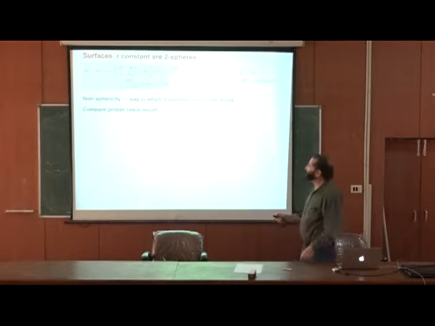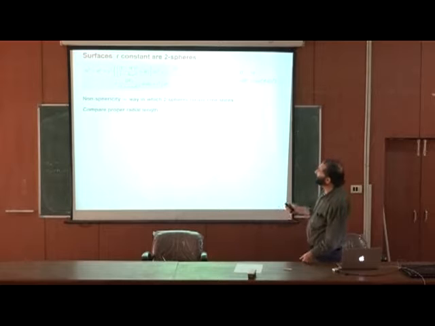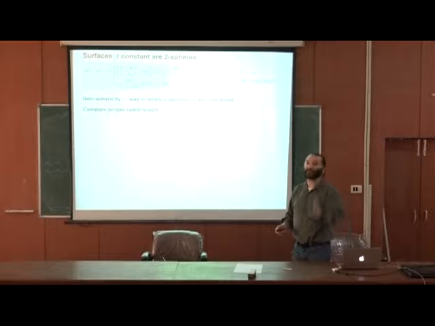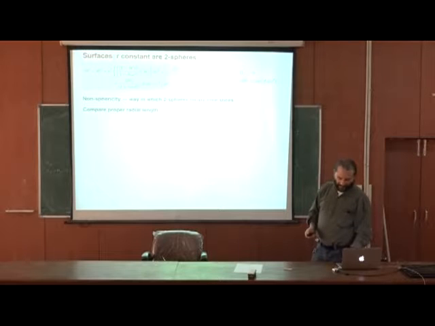If we compute the proper radial length, it is a proper length along the curves in which r is varying, right? The radial rays.